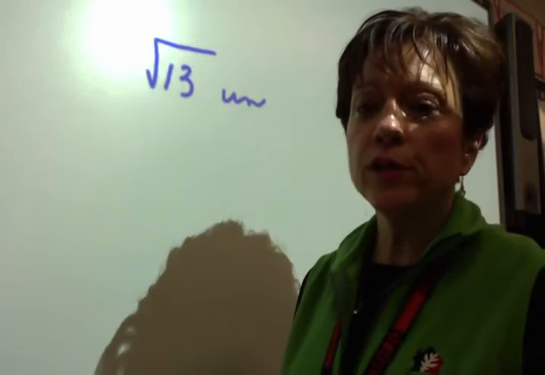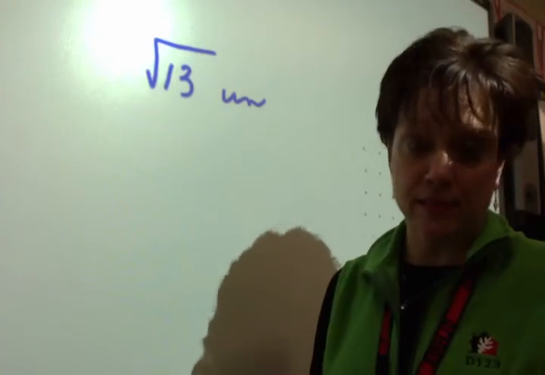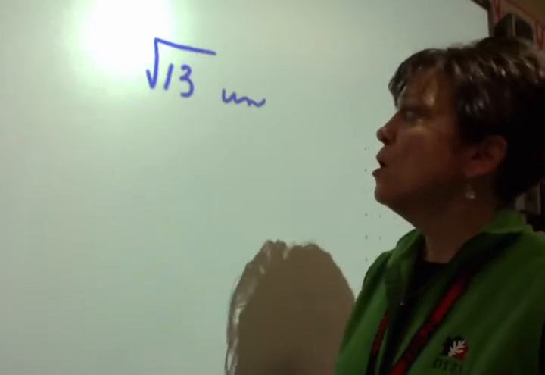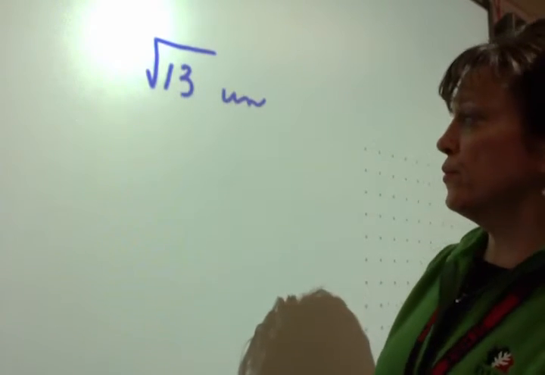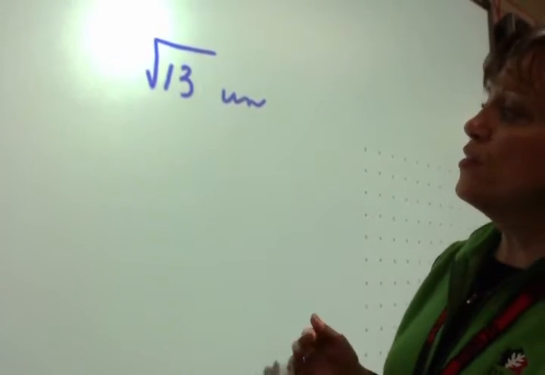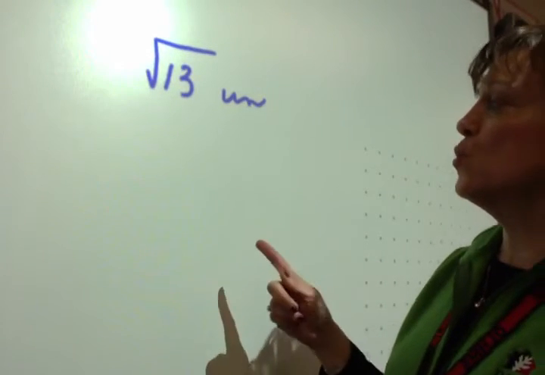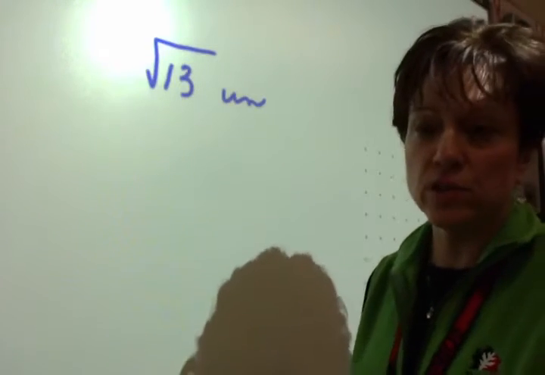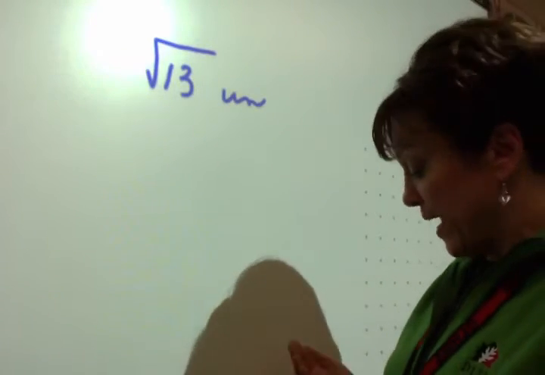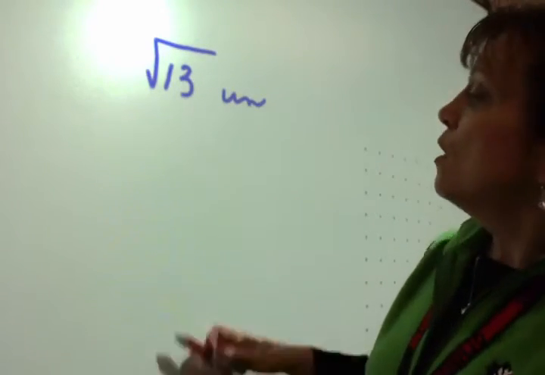Okay, I am going to show you how to draw a line segment when given a length. Let's say our length is square root of 13. We know that this cannot be a horizontal line, it cannot be a vertical line, because the square root of 13 is an irrational number. Therefore, it has to be a tilted line.